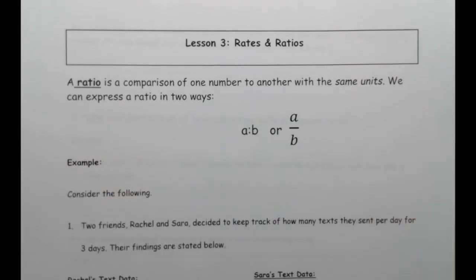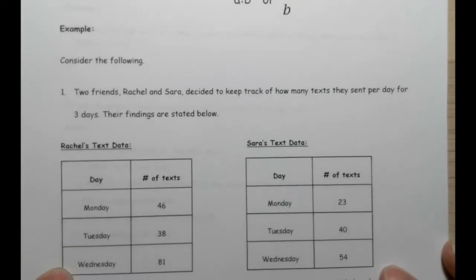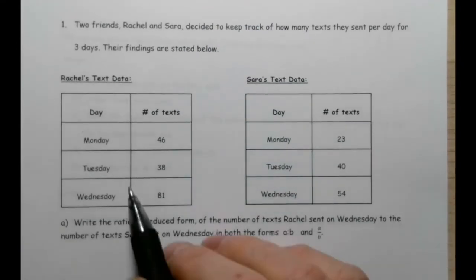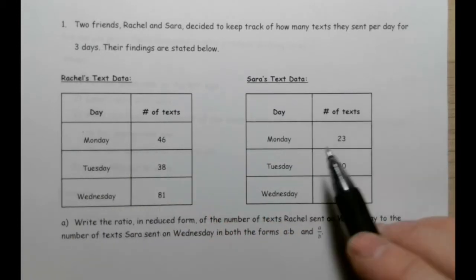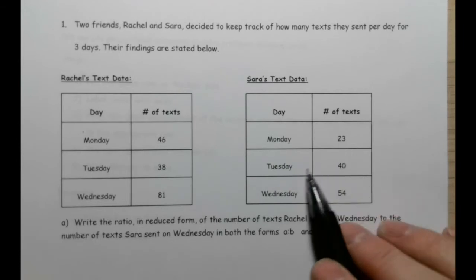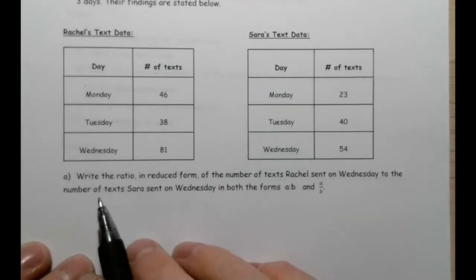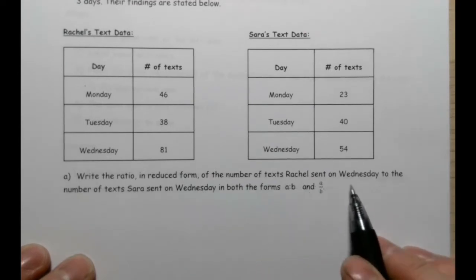So consider the friends Rachel and Sarah. They decided to keep track of how many texts they're going to send per day for 3 days. And so here's their findings. And then for Sarah here, 23, 40, and 54. So the first question here is write the ratio in reduced form of the number of texts Rachel sent on Wednesday to the number of texts Sarah sent on Wednesday in both forms. So A to B and then A over B.